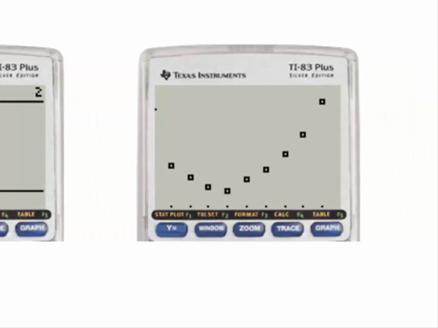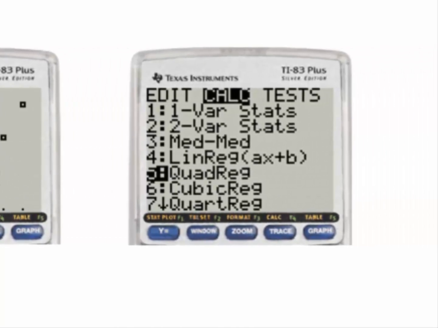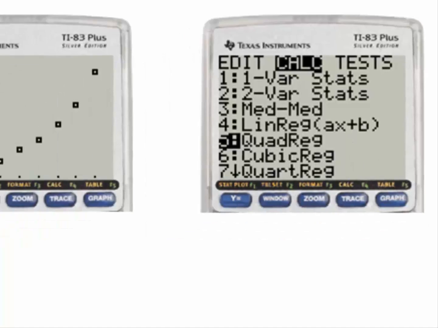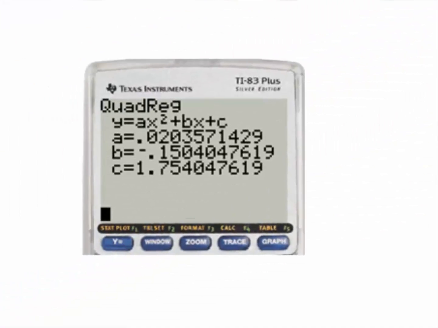We hit second y equals, make sure the stat plot is on. Hit zoom, number 9, zoom stat, and we have the graph of the data. It looks like a quadratic pattern. Next we hit stat, right arrow to calculate, then number 5, quadratic regression. Hit enter, and we see the values of A, B, and C in standard form.